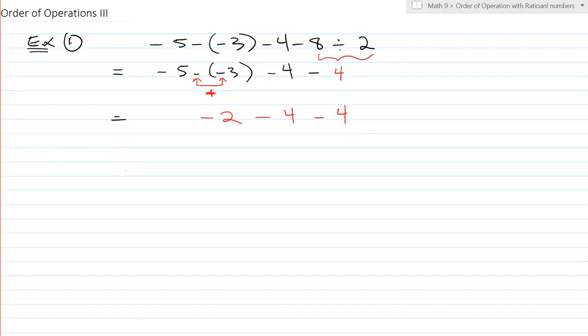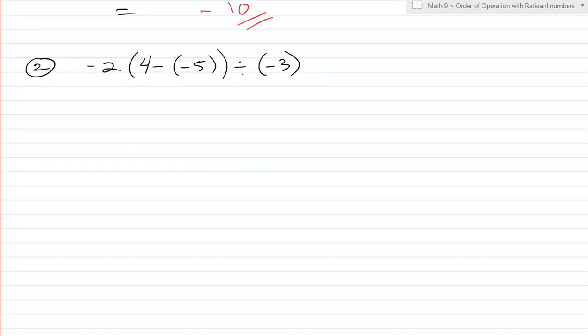Great. And then the last step, we'll just put them all together. So negative 2 minus 4, and that's negative 10. Okay, simple as that. That's it. Okay, let's look at question number 2. We're going to follow BEDMAS again.